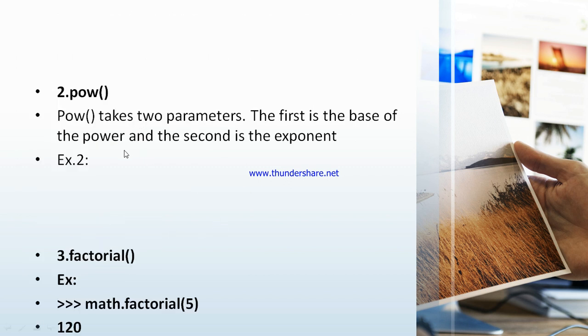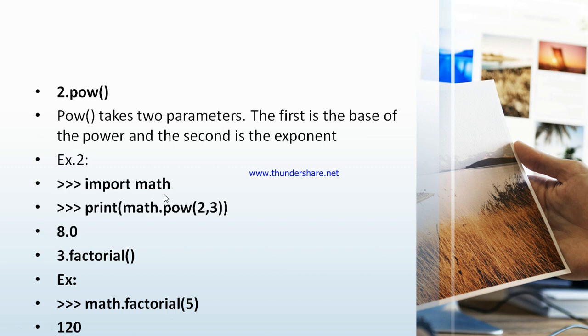So what is pow? It takes two parameters: the first is the base and the second is the exponent. For example, if I give import math and print of math.pow of 2, 3, that is 2 cubed, 2 power 3, so it will print 8. Factorial: you can give math.factorial of 5 in the Python IDE and it will print 120. If you give 4, it will print 24, like that.